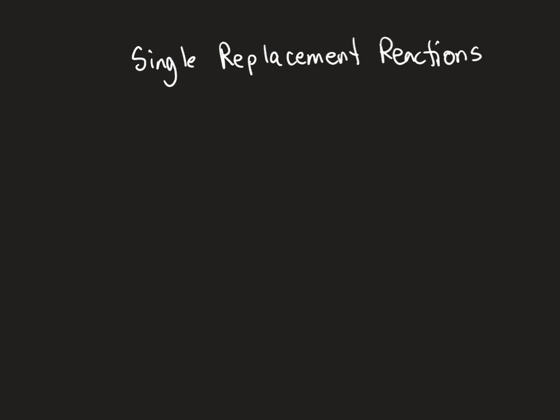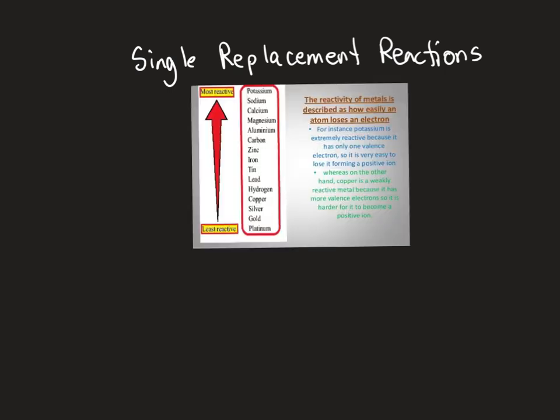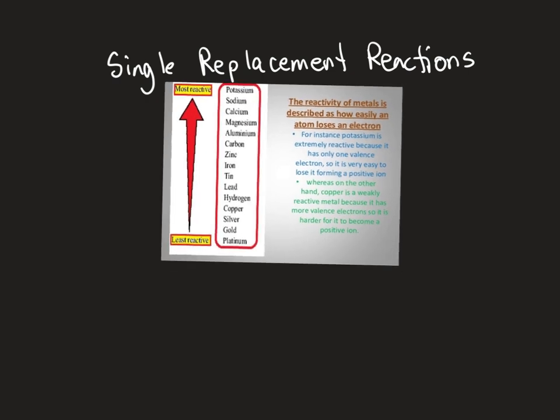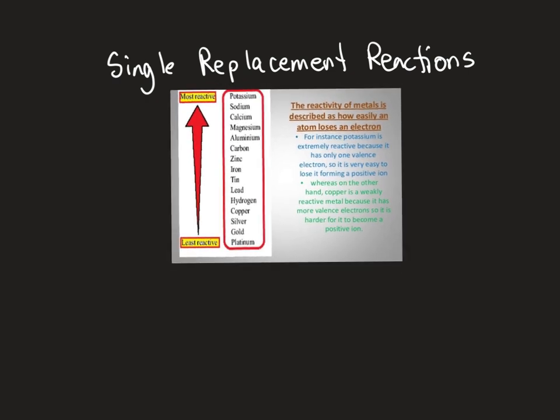So now let's talk about how to predict the product of single replacement reactions. Okay. Single replacement reactions can be a bit tricky. And the reason why they're tricky is because of something called the activity series. Okay, so the reactivity series just describes how easily an atom loses an electron. And those that lose electrons more easily are more reactive than those that don't. So we need to refer to this list in order to determine whether or not single replacement reactions will occur.